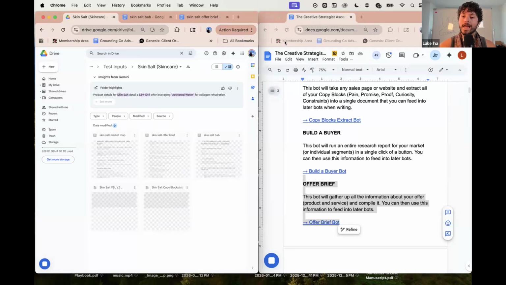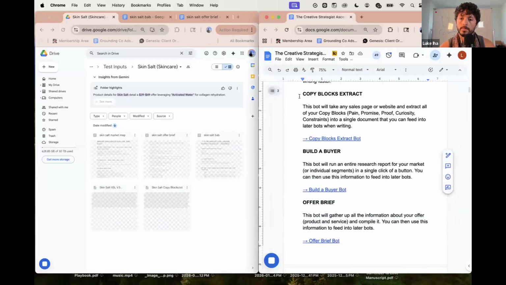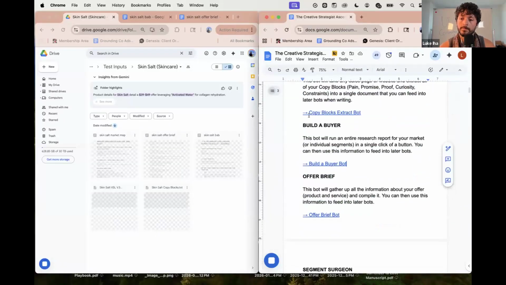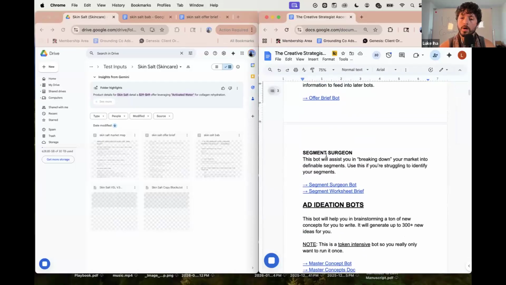The reason I did that is because I know the more I interact with these tools, it's literally like an exponential curve. Your intuition just gets sharper and sharper to work with them. Anyways, then I have my VSL and I have my copy blocks that are on here. So pretty easy. That's what I would do for my market research.